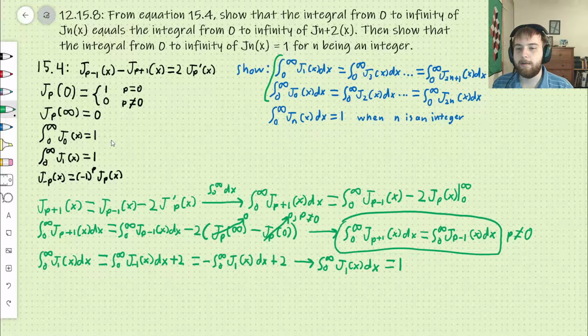So that means for all the odd integers and all the even integers, the integral from 0 to infinity of that order Bessel function is equal to 1. So that's what this asked us to find there.